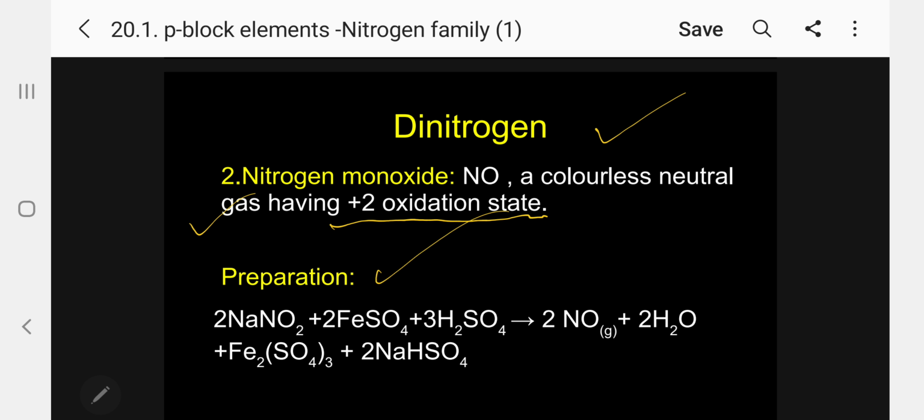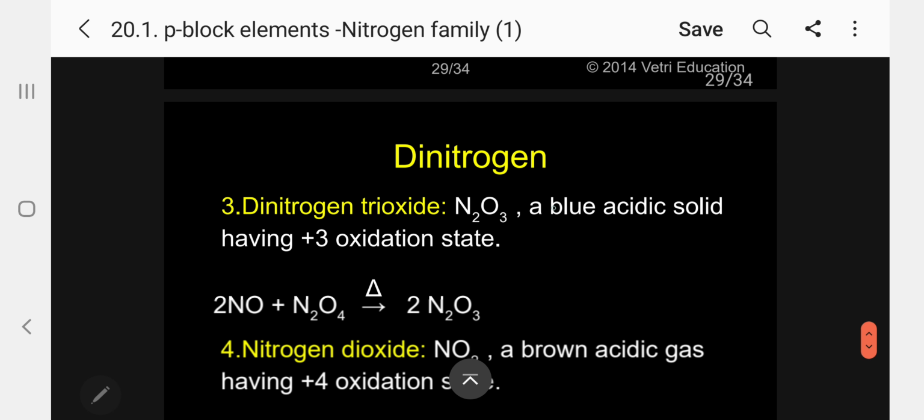How is it prepared? By heating a mixture of sodium nitrate, ferrous sulfate and sulfuric acid in the ratio of 2 moles, 2 moles and 3 moles. 2 moles of sodium nitrate, 2 moles of ferrous sulfate, 3 moles of sulfuric acid. On heating, we get 2 moles of NO, 2 moles of H2O, ferric sulfate 1 mole, and sodium hydrogen sulfate 2 moles. So we are getting this NO gas. Kindly follow.